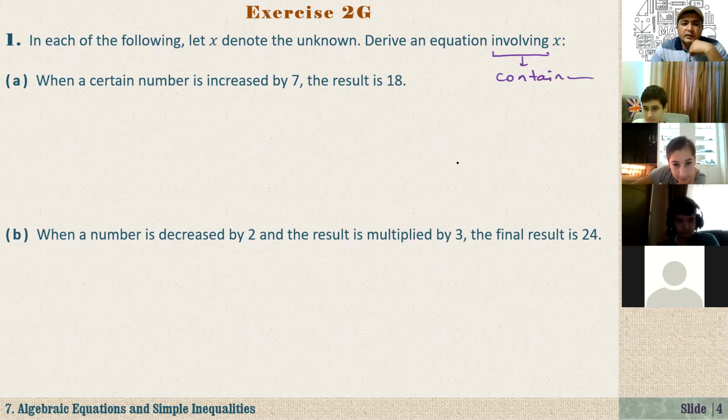Containing, right? So Ali, here in grammar we have a comma, here we have a full stop, and here we have a colon. What does it mean actually? You need to take a breath. So, in each of the following, stop a little bit, one second. Let X denote the unknown. Full stop now. All right. Derive an equation involving X. Ali, do you understand me? Yes, Mr. Very good. Can you read question A now? Yes. When a certain number is increased by 7, the result is 18.